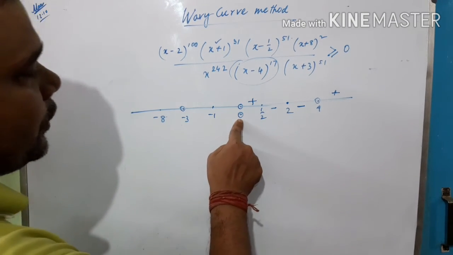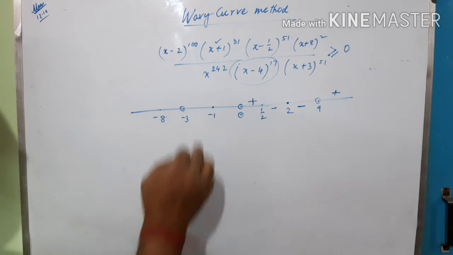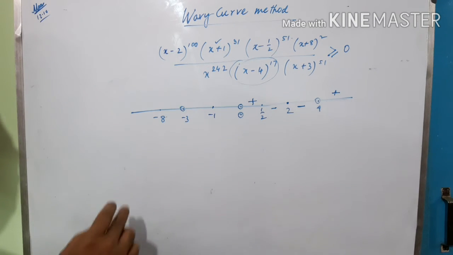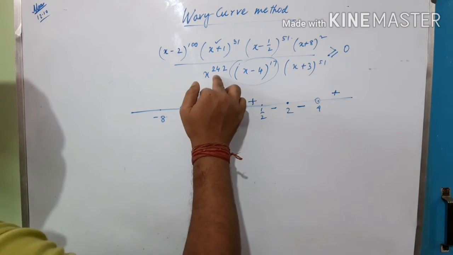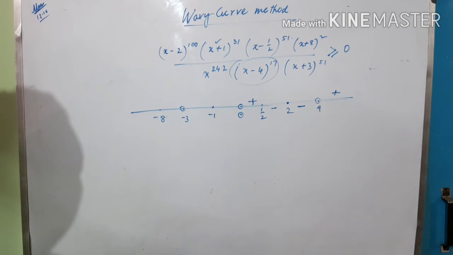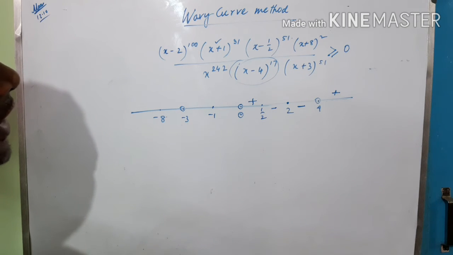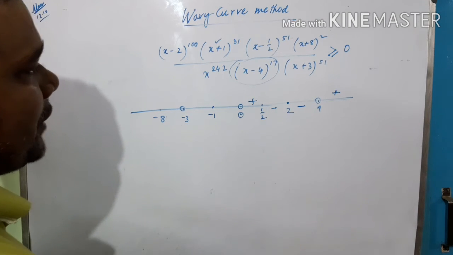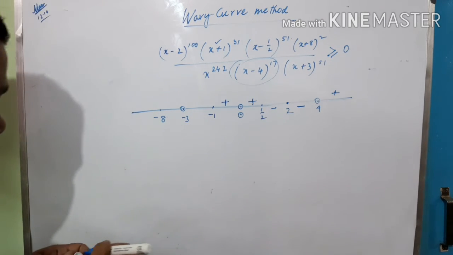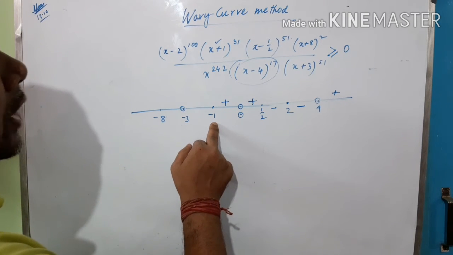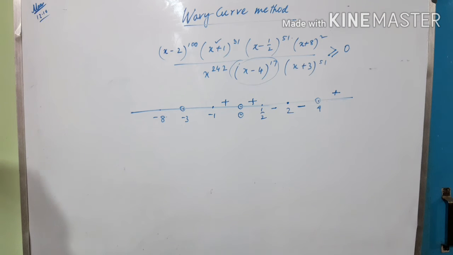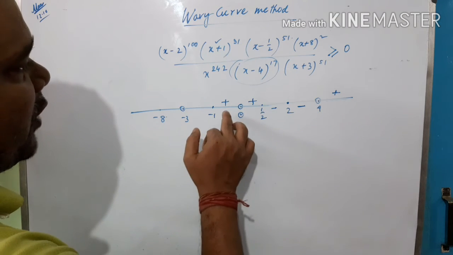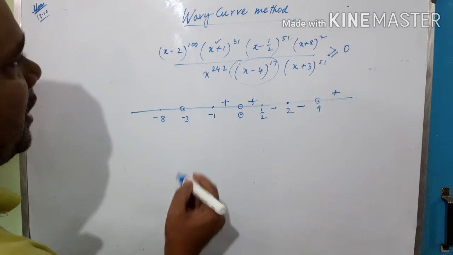Next, who is separating? 0. 0 is coming from which factor? You can assume that this one is x minus 0 to the power 242. So 0 is separating and the power of the factor is 242, which is an even number. So even means no change, and no change means it was plus and it will remain plus. Next come to the interval minus 1. Minus 1 is coming from this factor, x plus 1 to the power 31. Clearly you have seen that the power is odd, and odd means change, so it is plus and it will be minus.